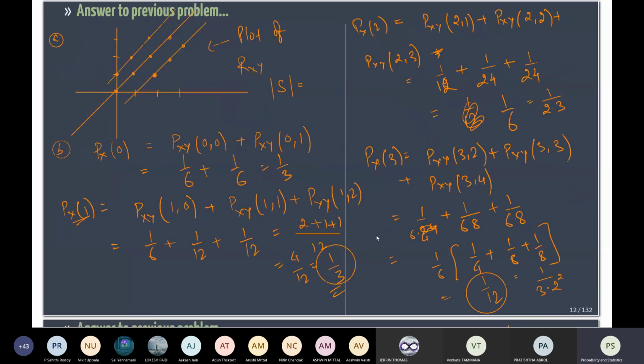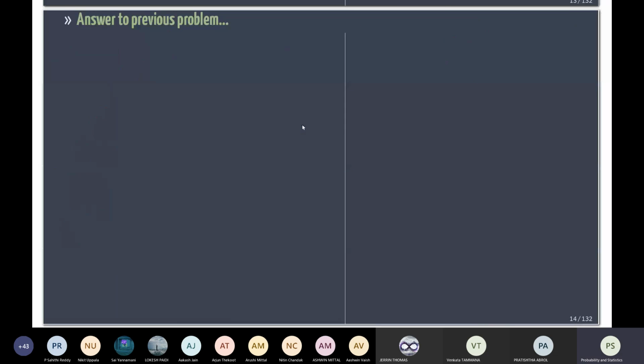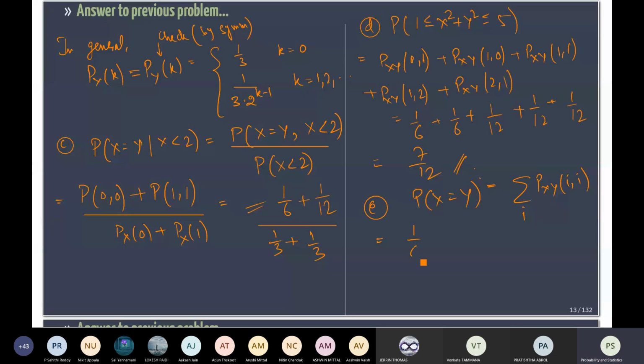Now we need the joint value, 1 by 6 times 2 to the minimum of i and j. So this is 1 by 6 times the summation, with i going from 0 to infinity, of 2 to the i, because the minimum of i and i is i. If you compute this, what do you get? That's an exercise for you.